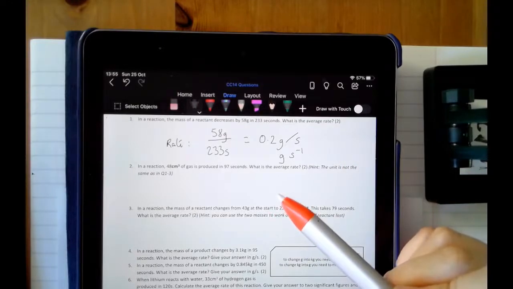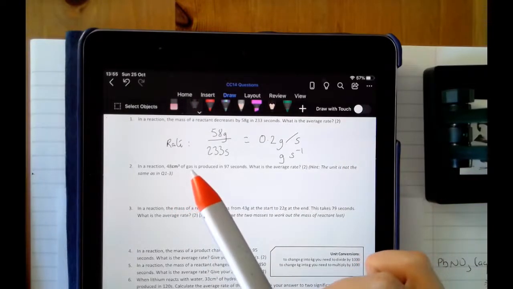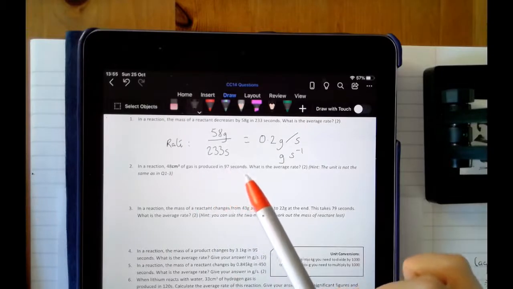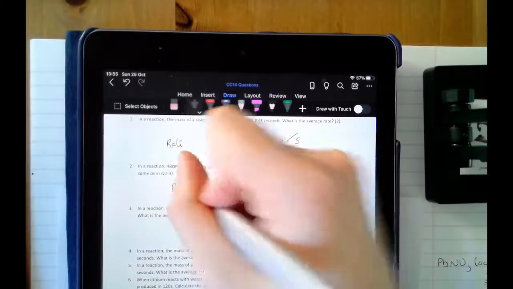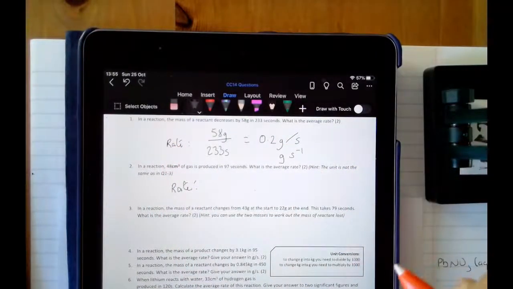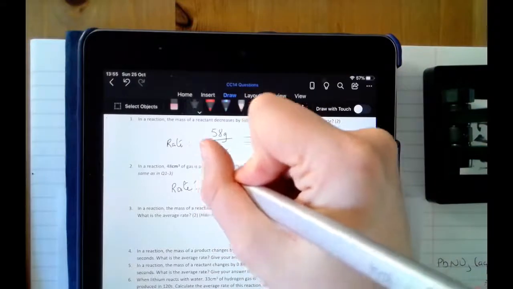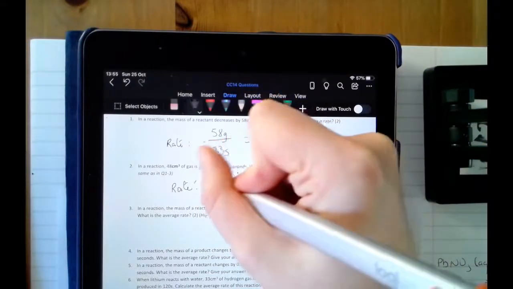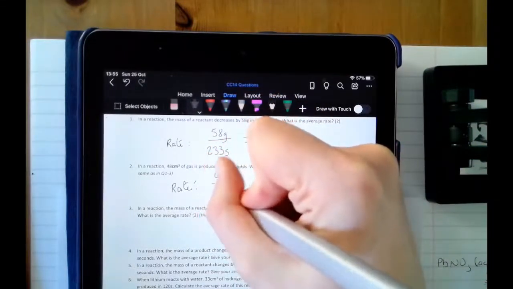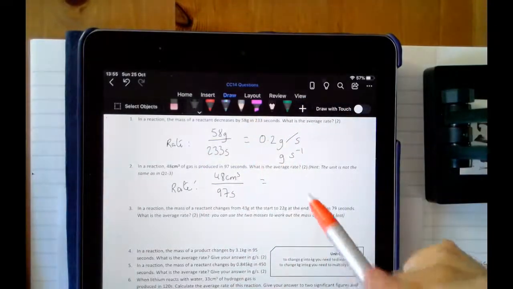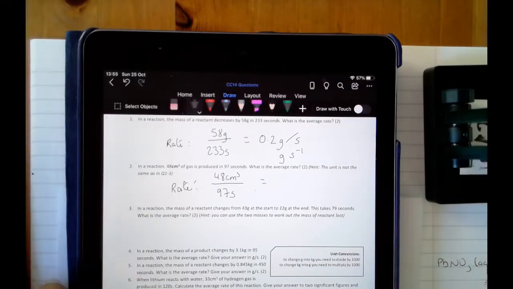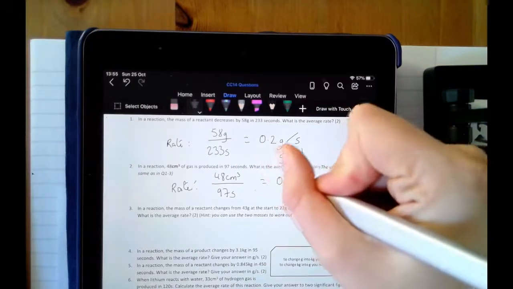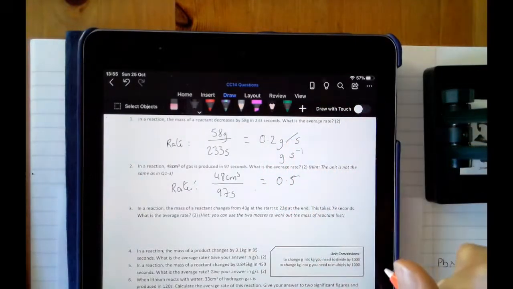In the next example, I'm told that 48 centimeters cubed of gas is produced in 97 seconds. This tells me that I get a change in volume. So the first one I was dealing with a change in mass, now I'm dealing with a change in volume. And that change in volume is 48 centimeters cubed, and it takes 97 seconds for that change to occur. Once again, I've got the change on the top line divided by the time, which is on the bottom line. When I do that on my calculator, I get an answer of 0.5. I'm just keeping these to one decimal place.